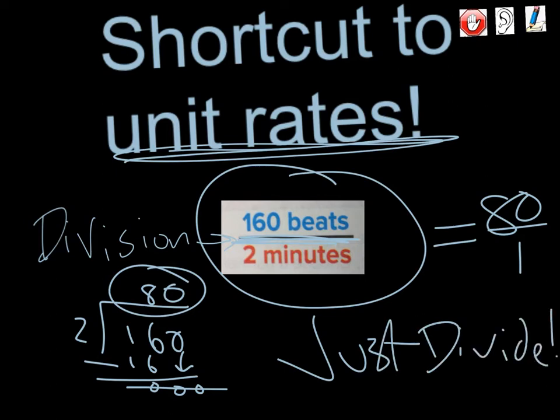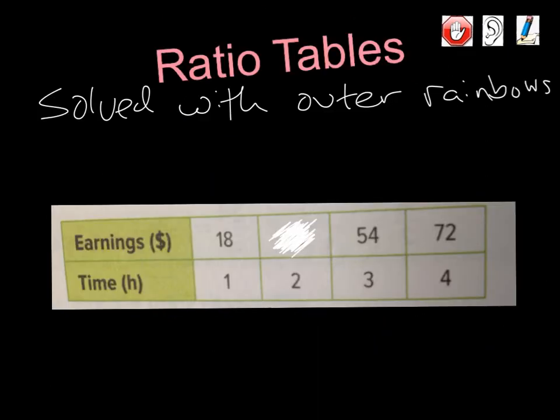That's a nice shortcut. Here we see a ratio table, and that's just a sequence of ratios. So we have earnings in dollars and time in hours. So everything in this top section represents dollars, everything in this bottom section represents hours. So now we have 1 ratio, 2 ratios, 3 ratios, and 4 ratios all in one table. So again, a ratio table.